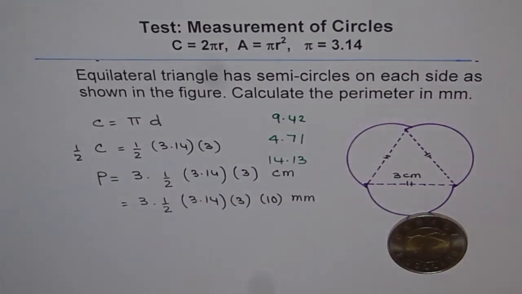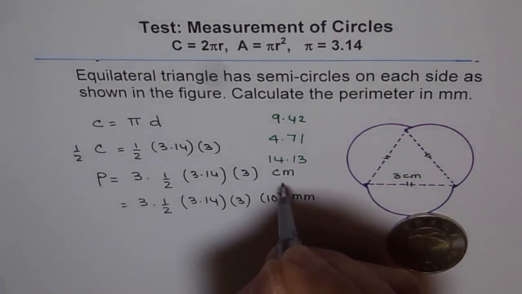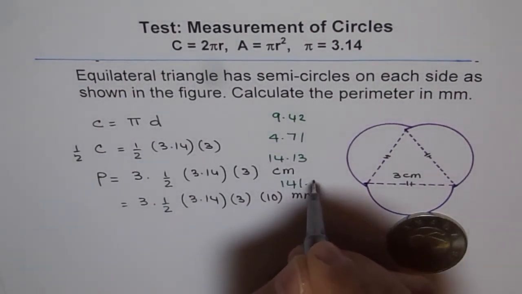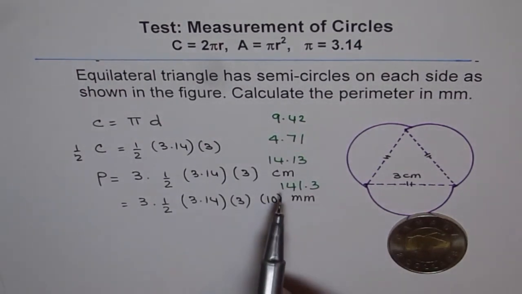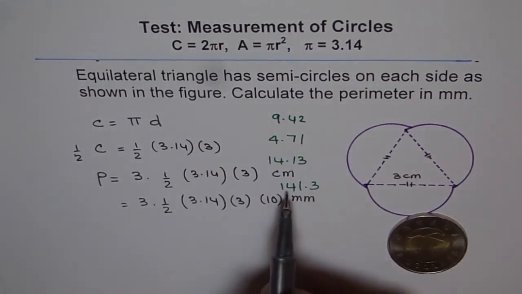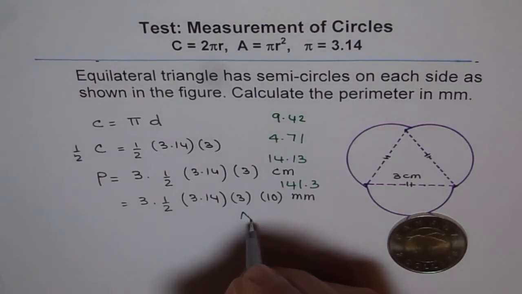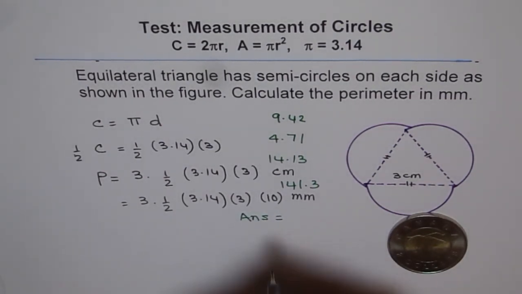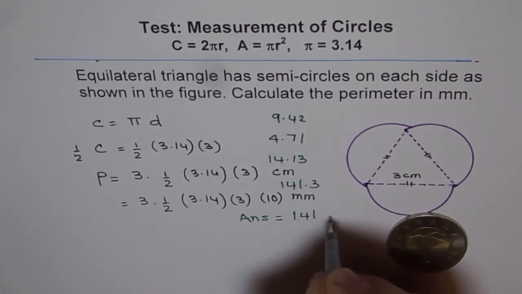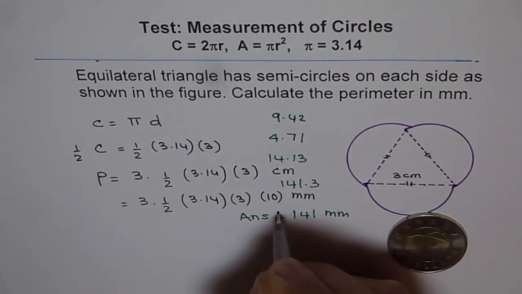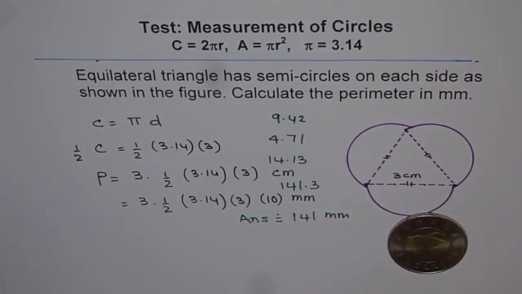Now to convert it to millimeters, let's multiply by 10. When you do that, you get 141.3. Since we have to write the answer in millimeters, let's round this figure. And so we have the answer as equal to 141 millimeters. Is that okay? Approximate it to a whole millimeter. Correct? Does it make sense to you?